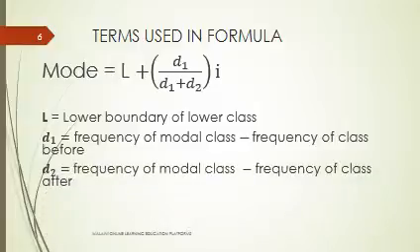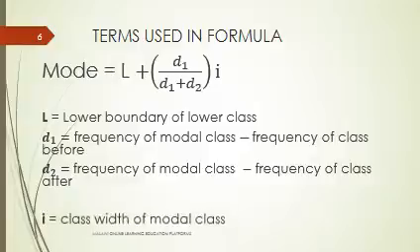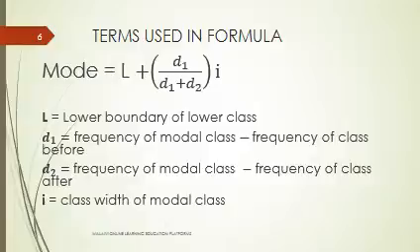We also have D2, which can be calculated by the frequency of the modal class minus the frequency after that modal class. So you go where the frequency of your modal class is, and from that value you subtract the frequency of the class after the modal class. Now we also have I, which is the class width of the modal class.